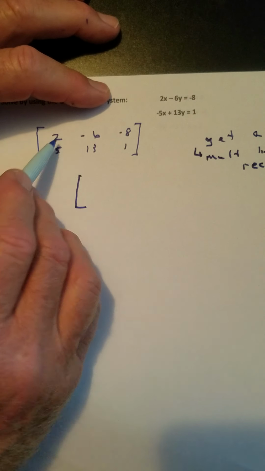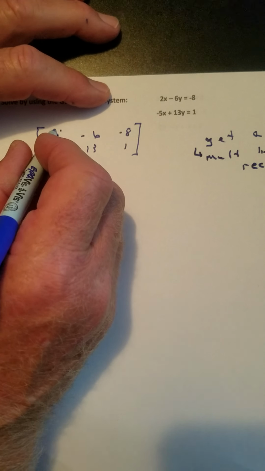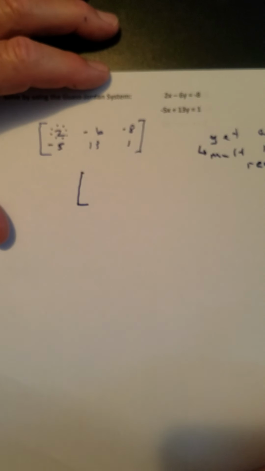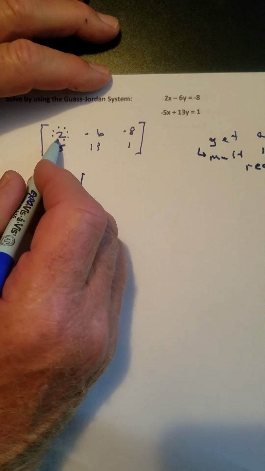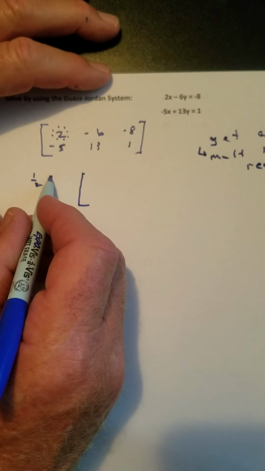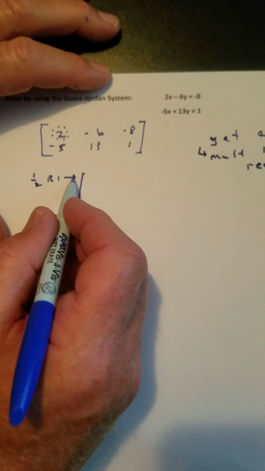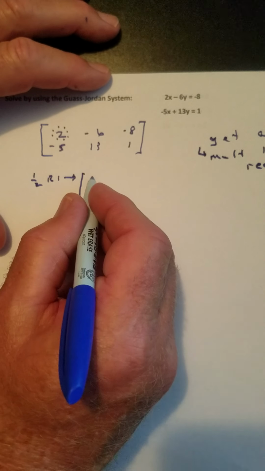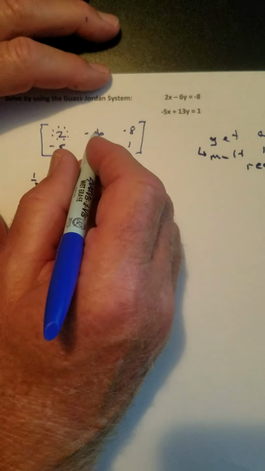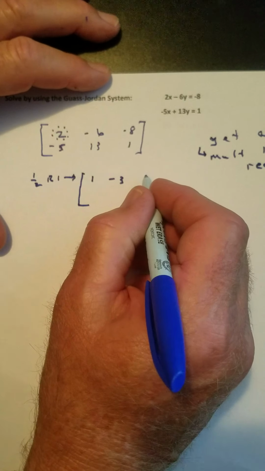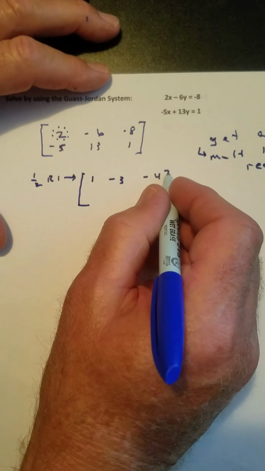The reciprocal too. I'm working on this guy right here. I'm going to put dots around it. That means I'm working on that. To get a 1 there, I'm going to take 1/2, because that's the reciprocal, and I got to multiply it times row 1. So 1/2 of 2, that becomes 1. 1/2 of -6 is -3, and 1/2 of -8 is -4.